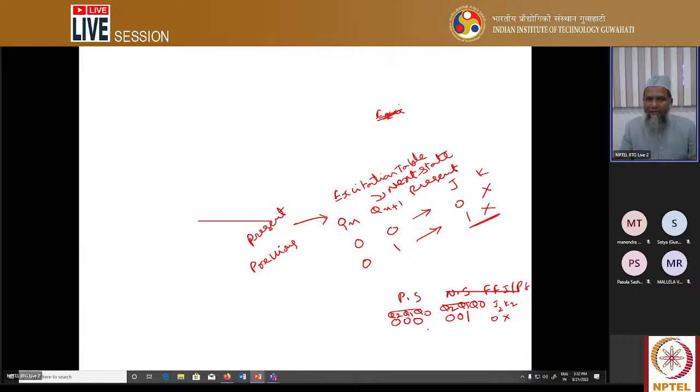Previously some state is there, but after application of the clock signal, I want to change the state. So that is why you have to see what the changes are. This you have to keep 0 as it is. This you have to keep 0 as it is. This you have to change from 0 to 1. Accordingly, J2, K2 is 0x. J1, K1 is 0x. J0, K0 is 1x.